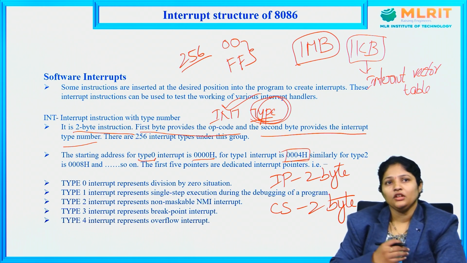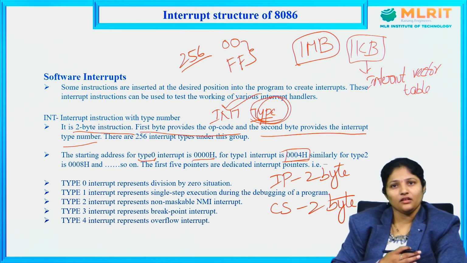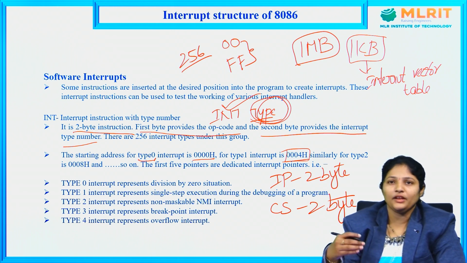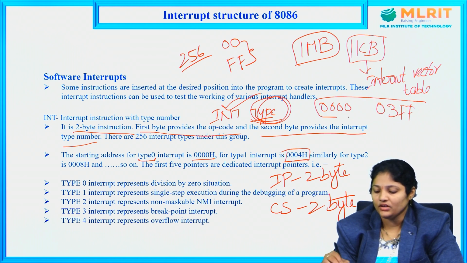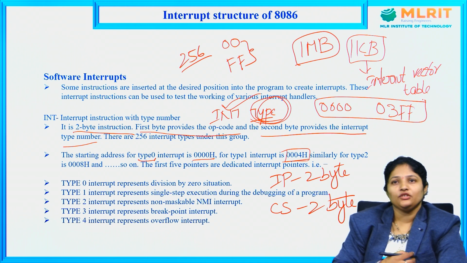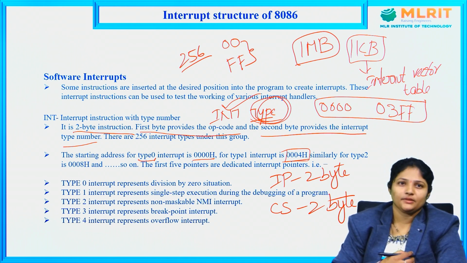Further up to 256 locations it will be stored. So how many memory locations does it need? From 00000 to 003FF. These many memory locations are needed to store 256 IP and CS addresses.